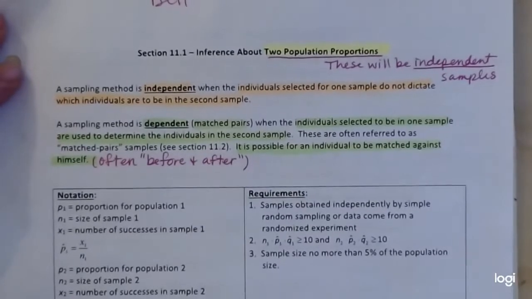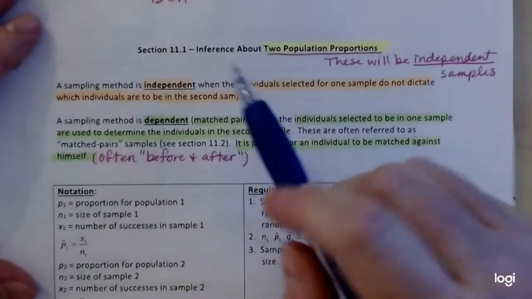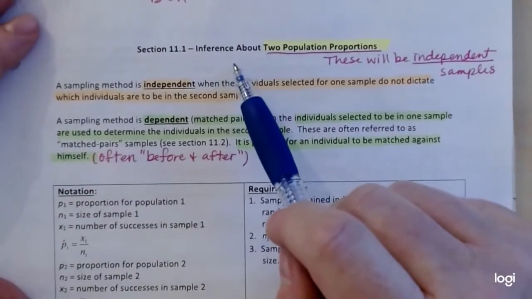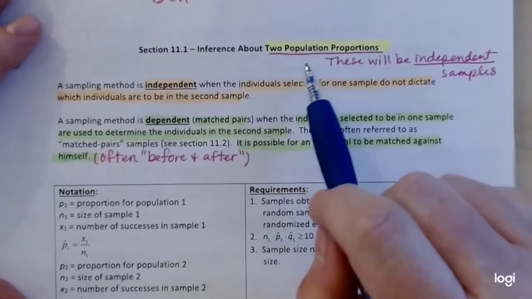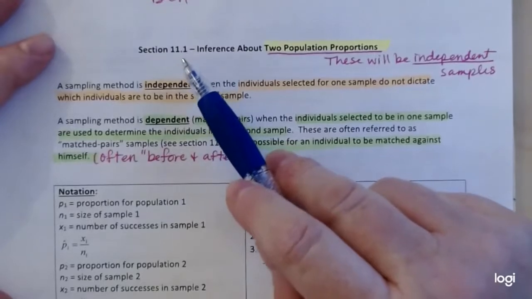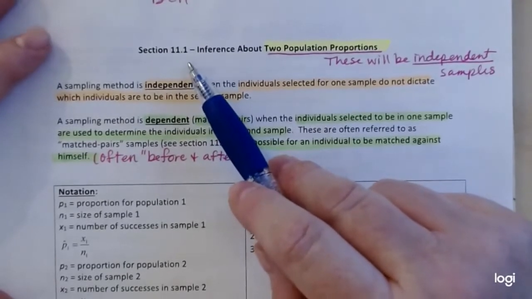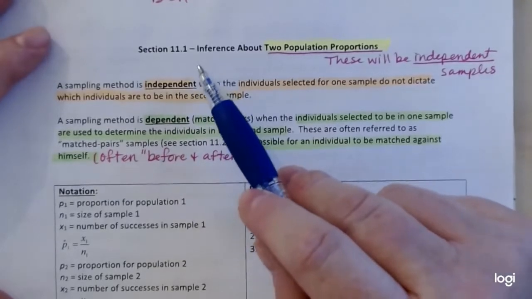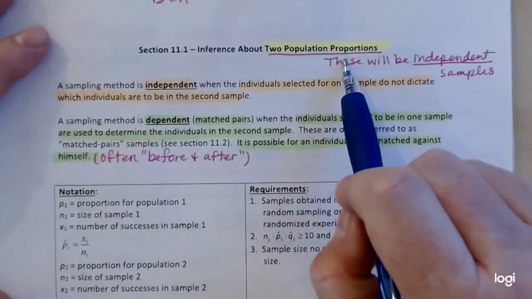All right, today we're going to talk about Chapter 11, which is going to deal with hypothesis tests about two population proportions. And this is 11.1. In 11.2 and 11.3, we'll also talk about hypothesis tests dealing with two samples, but those will be different than this one. This one deals with proportions.